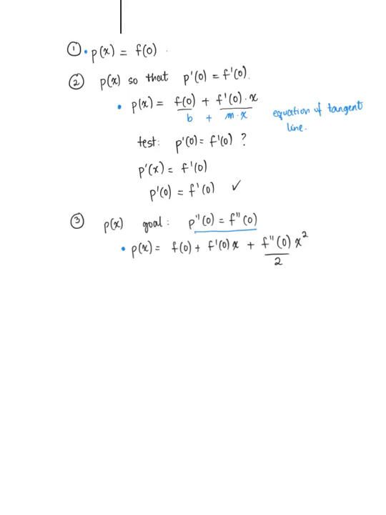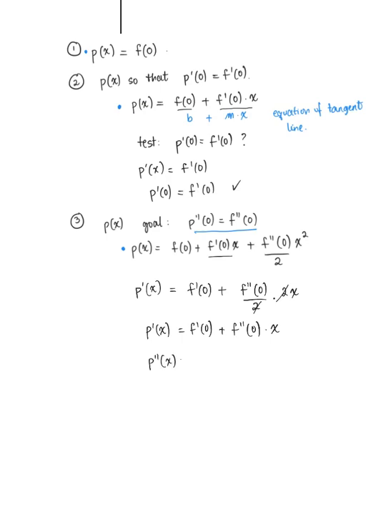I'm going to take the first derivative of the new polynomial that we have here. We know the derivative of f of 0 is 0. The derivative of f prime of 0x is just f prime of 0. And here the derivative, and this is why you can see I'm dividing by 2, will be f double prime of 0 over 2 times 2x. And that's nice because my 2's will cancel out. So right now we have that the first derivative is f prime of 0 plus the second derivative at 0 times x.